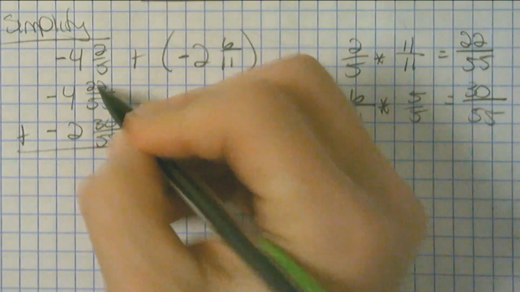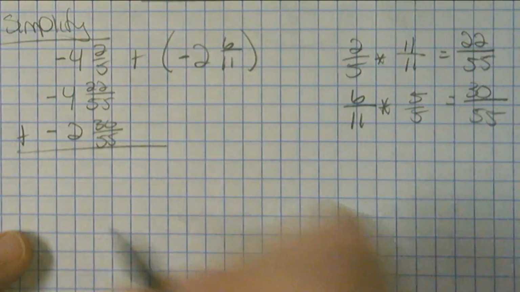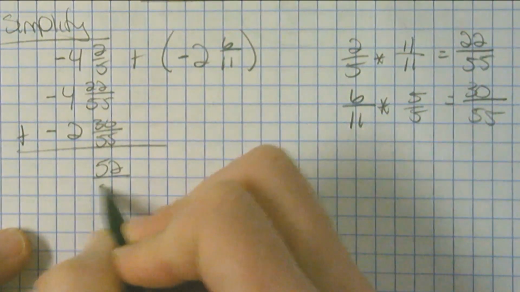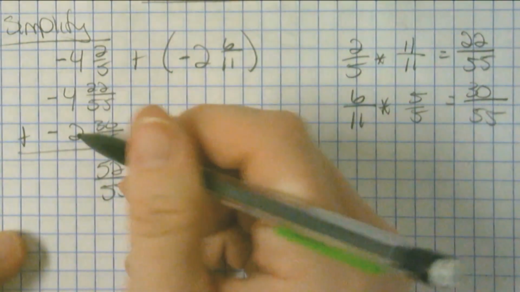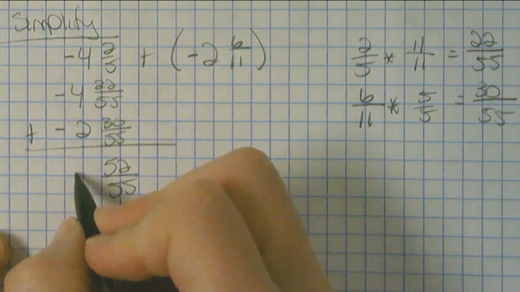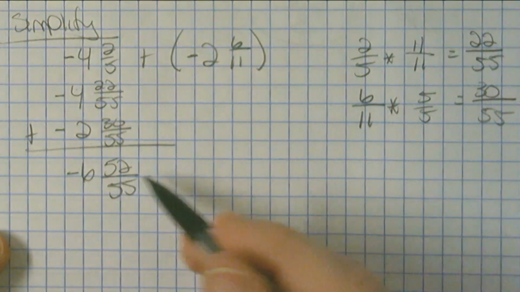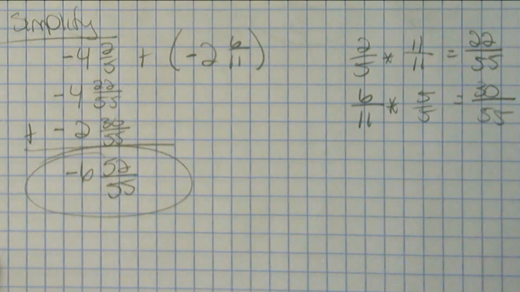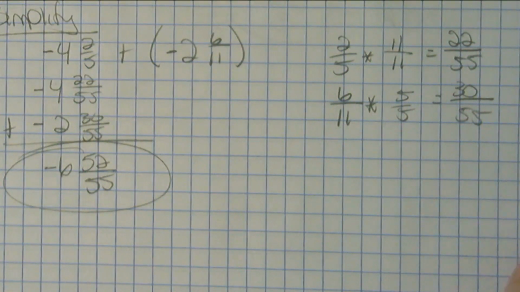So 22 plus 30. Sophia, what's 22 plus 30? So I have 52/55. And then what's negative 4 plus negative 2? Negative 6. 52 and 55 do not have a common factor. So that is it. This is all the work that I should see. Questions? All right, let me give you guys another one.